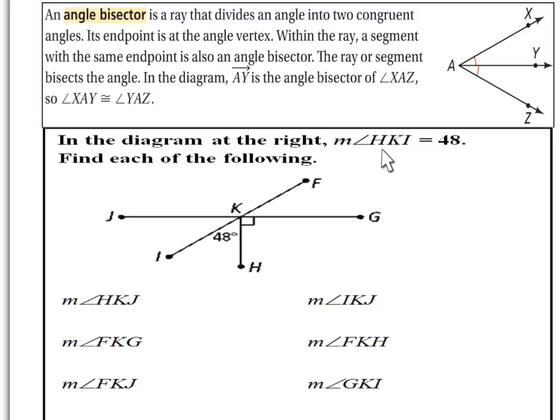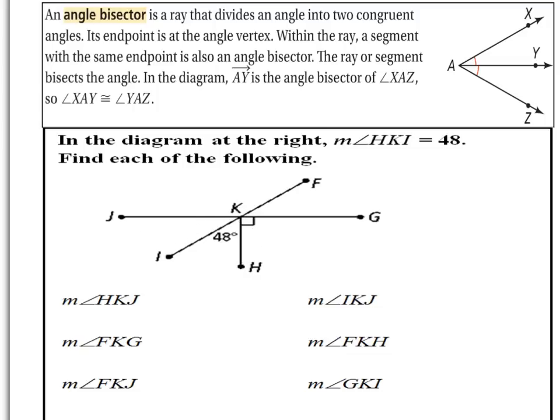It says here the measure of angle HKI is 48 degrees, and they've labeled that here in your picture. Find the value of each of the following. So we have to figure out the measure of angle HKJ. So the measure of angle HKJ follows that right there.